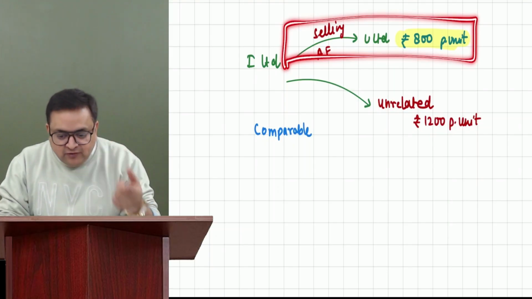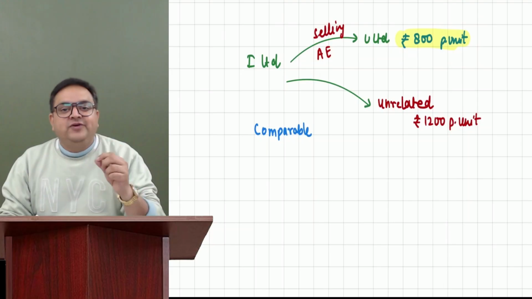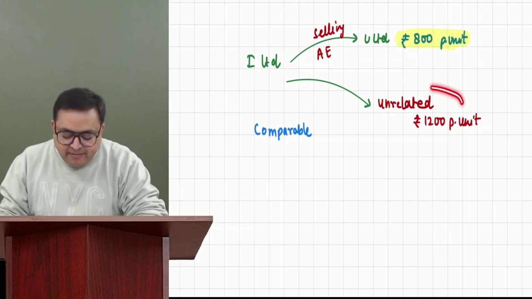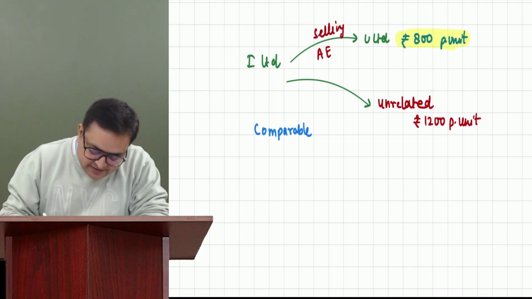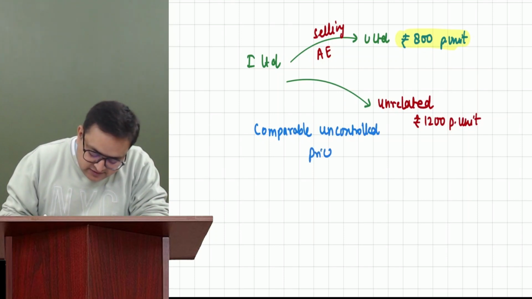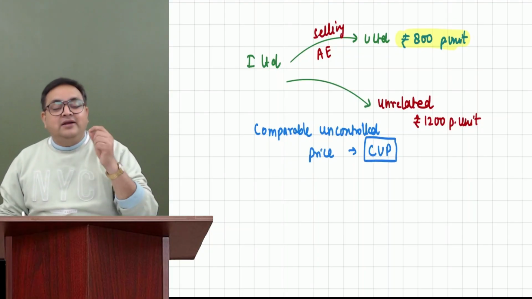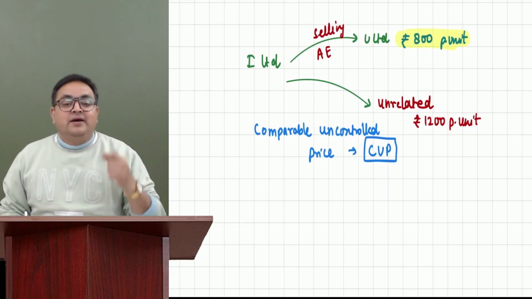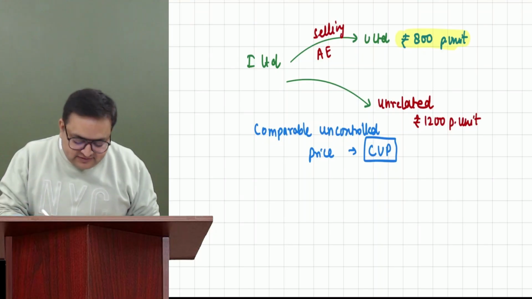You are being influenced by this transaction, right? This 800 rupees is an influenced price. So we need an uncontrolled price, an unbiased price, an untainted price. The name itself suggests it: comparable uncontrolled price method. We also call it the CUP method, cup, not saucer, C-U-P. Please repeat it with me: comparable uncontrolled price method. So we will take this as a base.